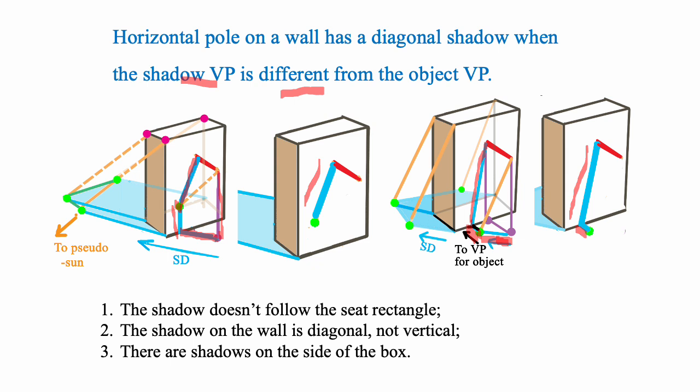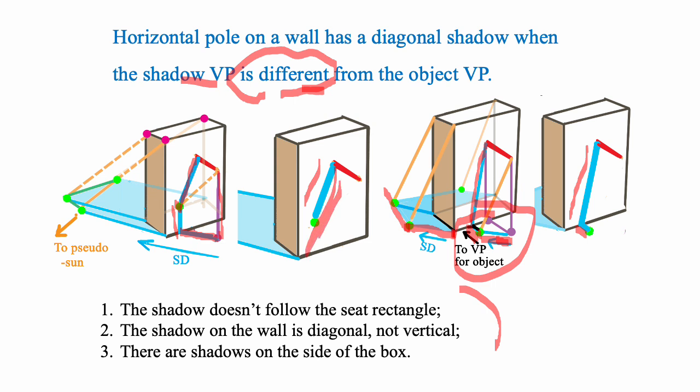Now, this is a pattern that happens everywhere, which is from a vertical pole, the shadow goes in the shadow direction, and when it intersects the light, it converges with the box, just as it did here. So since the shadow vanishing point is different from the object vanishing point, three things are true. The shadow doesn't follow the seat rectangle. The shadow on the wall is a diagonal, not a vertical, and there are shadows to the side of the box.